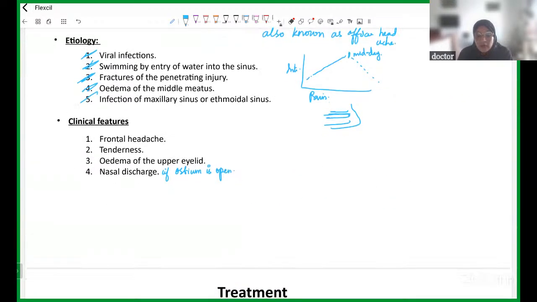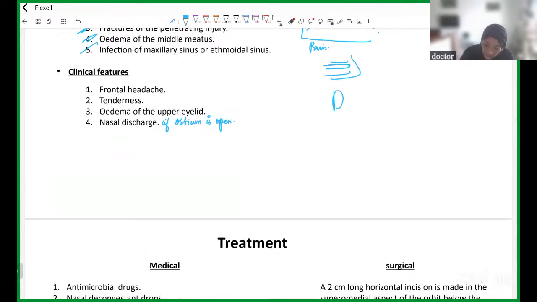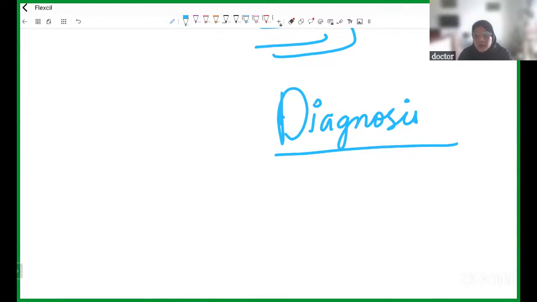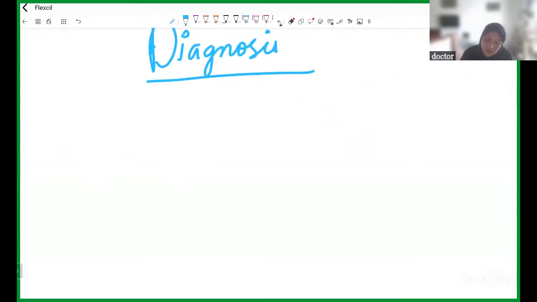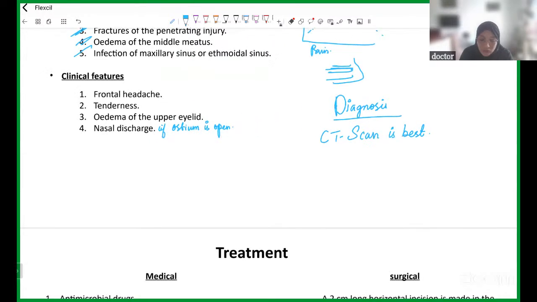All right. Now, how do you diagnose this patient? I did not write diagnosis because there is only one key way. You can also do an X-ray, but sometimes it might not show up in X-ray. It might show opacity of the affected sinuses or fluid levels in the affected sinuses, but sometimes it might not show. So CT scan is the most preferred modality. So anytime when an ENT physician wants to confirm any diagnosis, he will just do CT scan of the skull. Okay. So CT scan is the best.